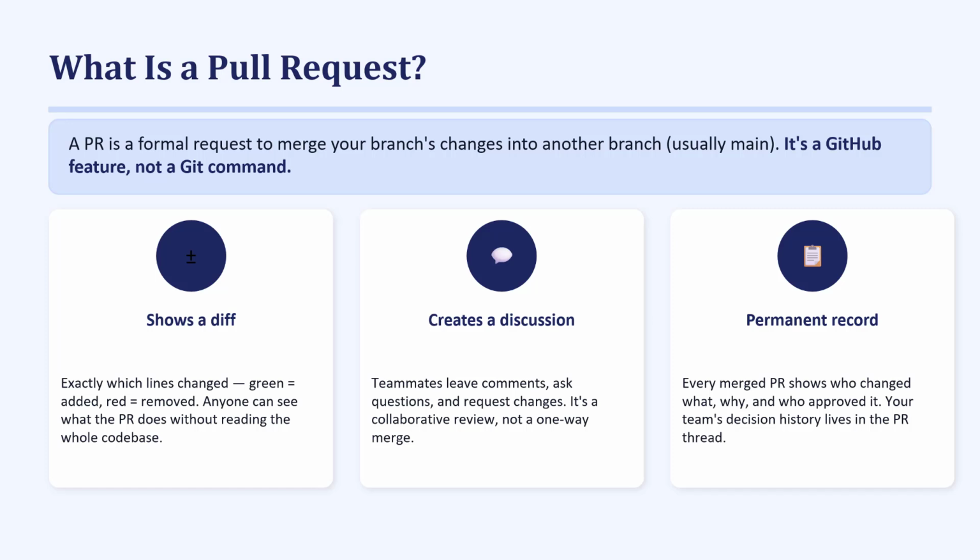The name comes from the repo owner and their ability to pull your changes in. So what does it do? First off, it shows what we call a diff, which is which lines changed, what was added, typically in green, and what was removed, typically in red. It creates a discussion thread where teammates and organizational members can leave comments, ask questions, and request changes. And it also serves as a record. Every pull request in a repo's history shows who changed what, why, and who approved it.